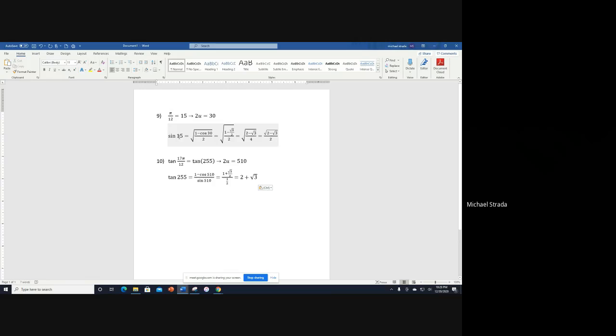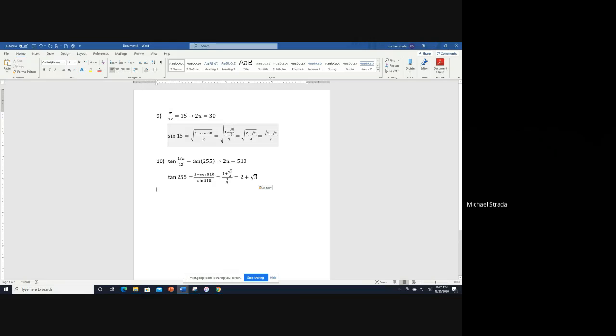So using the half angle formula, the sine of 15 would be the square root of 1 minus the cosine of u over 2. So 1 minus cosine 30 over 2. All right. Cosine 30 is root 3 over 2. So we end up with 1 minus root 3 over 2. That has a denominator of 2. So we multiply everything by 2 over 2 to get a common denominator.